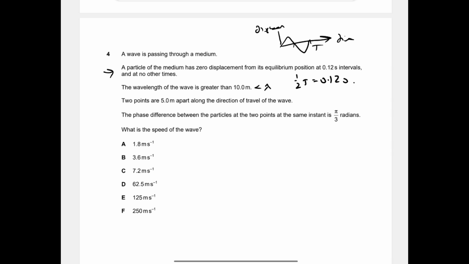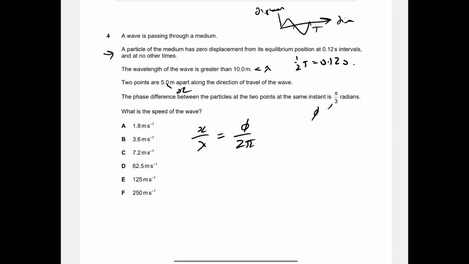So what we can say is that, let's call this x, and we'll call that phi. So x over lambda equals phi over 2 pi. So the ratio of the distance separating the 2 points to the wavelength is the same as the phase difference between them to 2 pi radians, because in one full cycle you go through a full wavelength, and you also go through 2 pi radians in terms of phase.